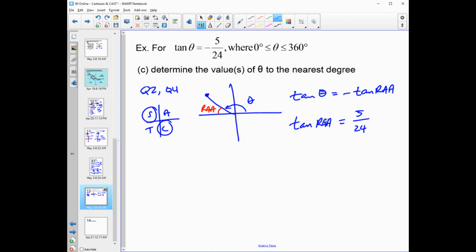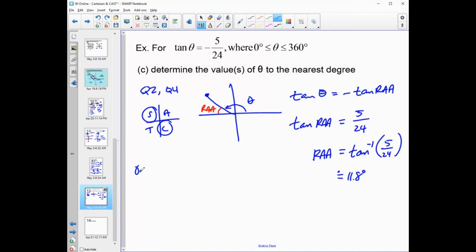Because the related acute angle is an angle between 0 and 90 degrees, this is simple enough now. We can find the related acute angle by taking the inverse tangent of that positive value, not the negative value. This is super important. So I calculate the ratio, 5 divided by 24, and then I take the inverse tangent of that ratio, and I end up with about 11.8 degrees. So that tells me that this related acute angle must be 11.8 degrees.